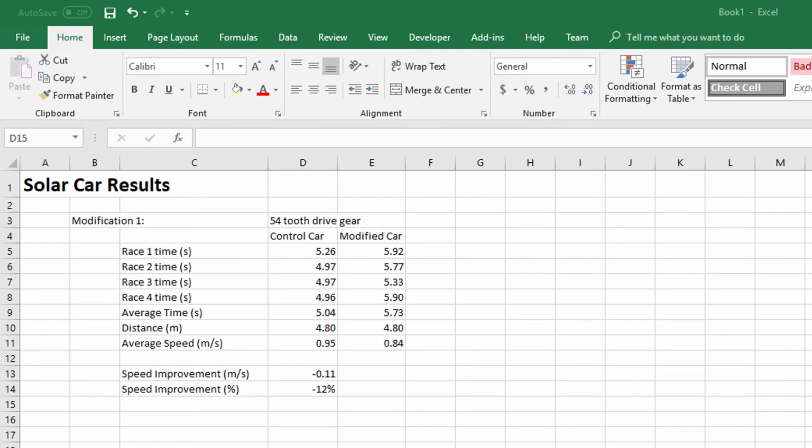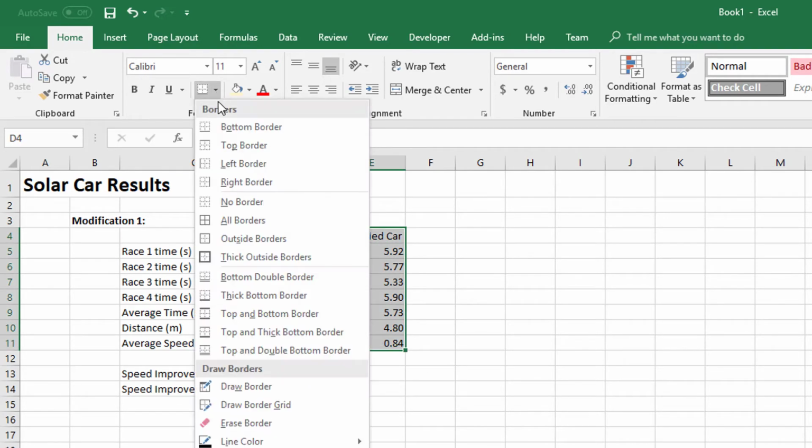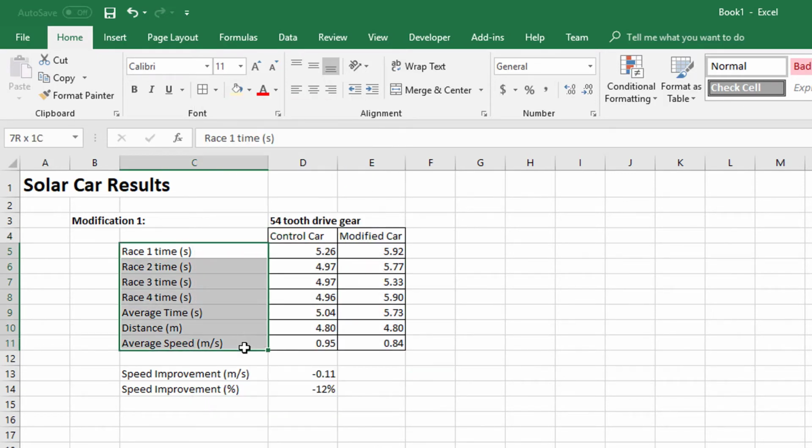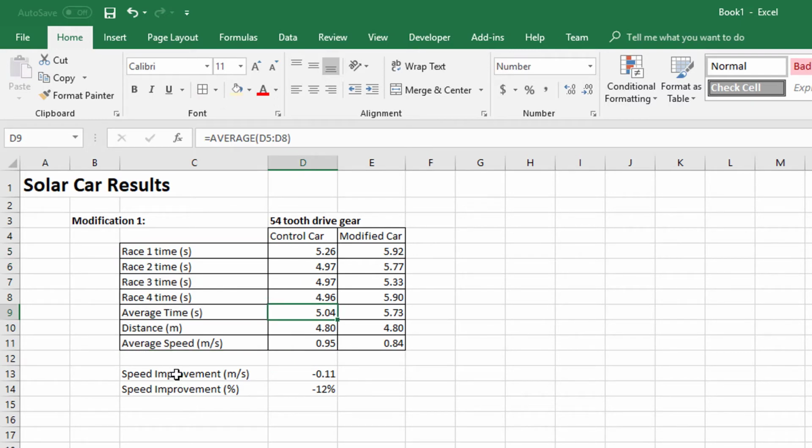All right, so there's our first modification done. Actually, you know what? Let me just tidy this up a little bit. Let's select those cells there and make them bold like that. And let's make this look like a table. So I'm going to select all of this stuff here, and we'll come up here and make that look like a table by clicking on all borders. Come over here, click on all that, make that look like a little table by putting borders there.